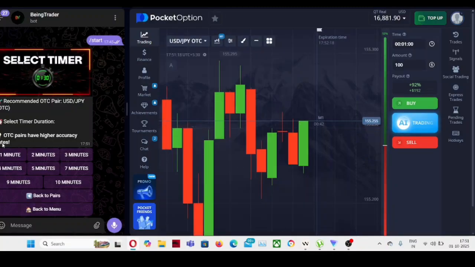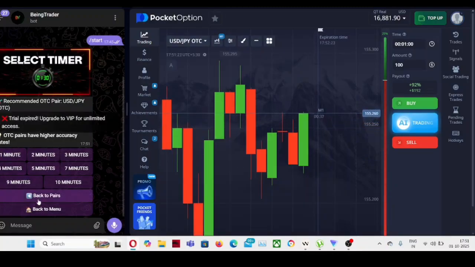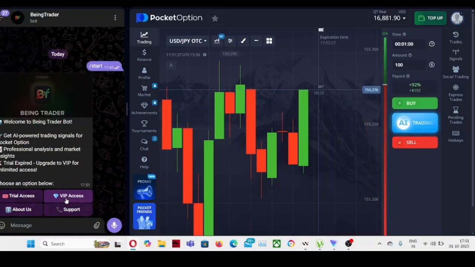Again, let's check another recommended pair, USD by GBP. Let's try. Oh my god, my trial got expired, but no problem, guys, you can take free access.